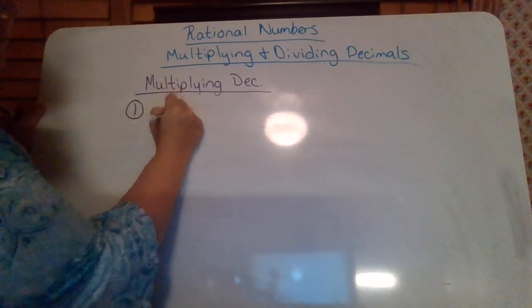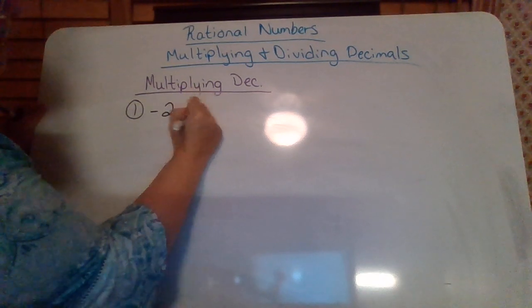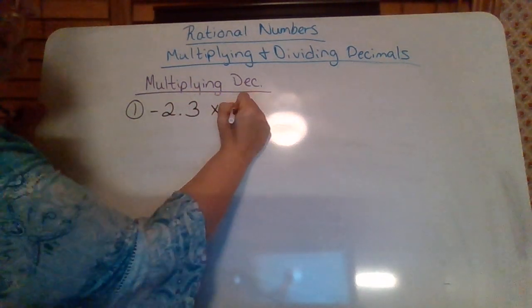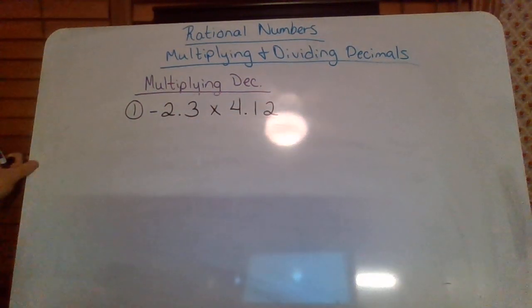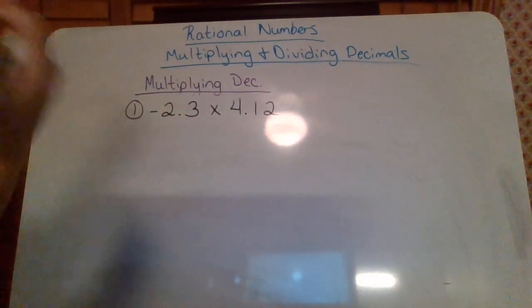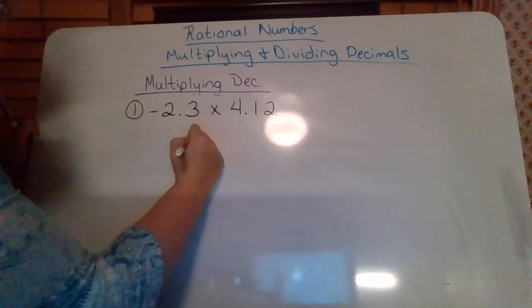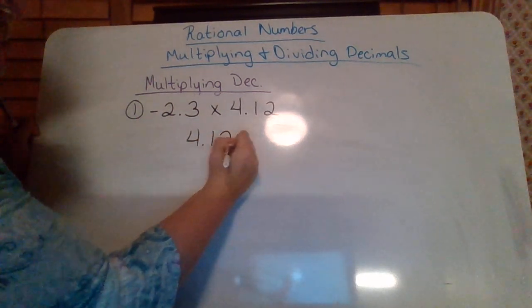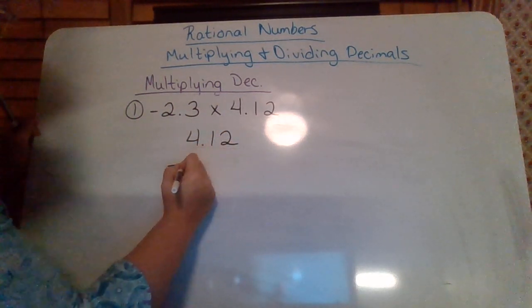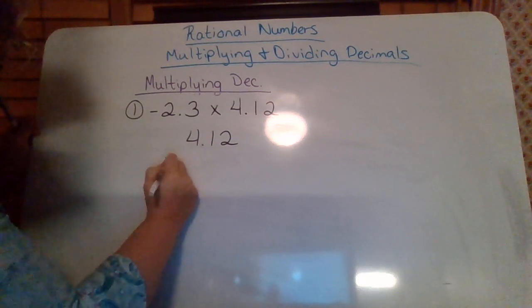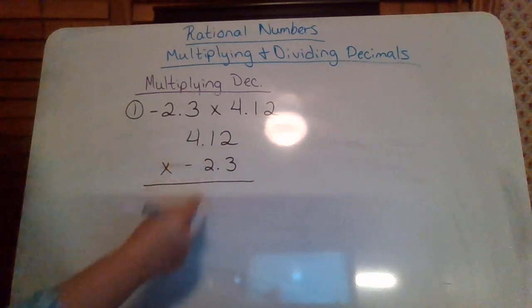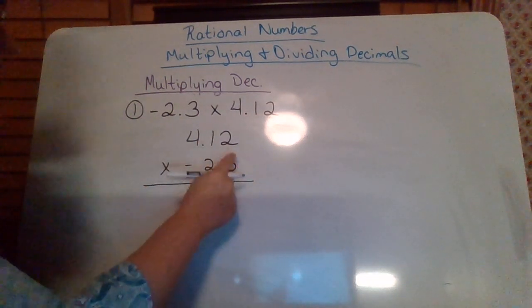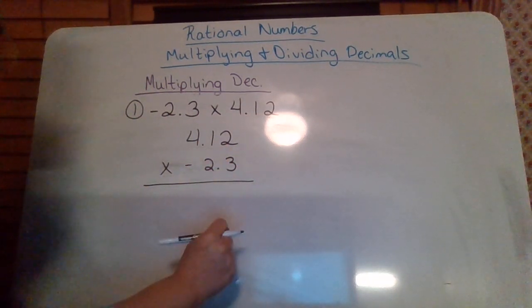I give you negative 2.3 times 4.12. Okay, first thing I'm going to do, I'm going to set it up. So I'm going to say, all right, I got 4.12 and I got negative, let's put the multiplication sign, negative 2.3. Notice I didn't line up my decimals. I like to try to line up my numbers instead.